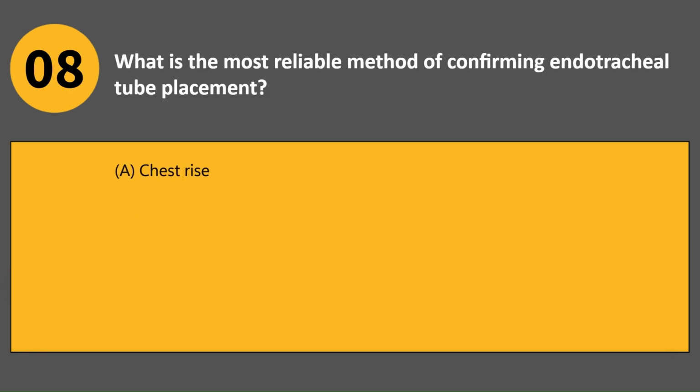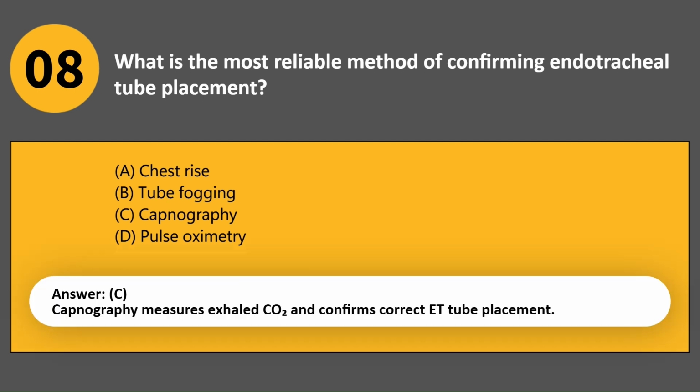What is the most reliable method of confirming endotracheal tube placement? A. Chest rise. B. Tube fogging. C. Capnography. D. Pulse oximetry. Answer: C. Capnography measures exhaled CO2 and confirms correct ET tube placement.